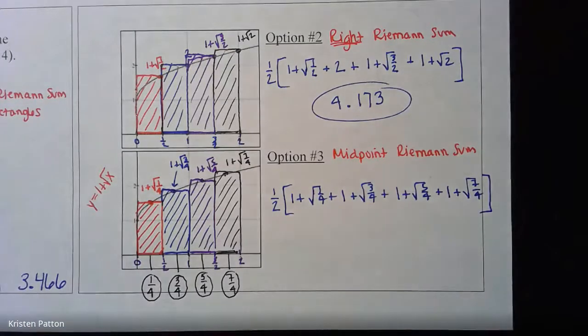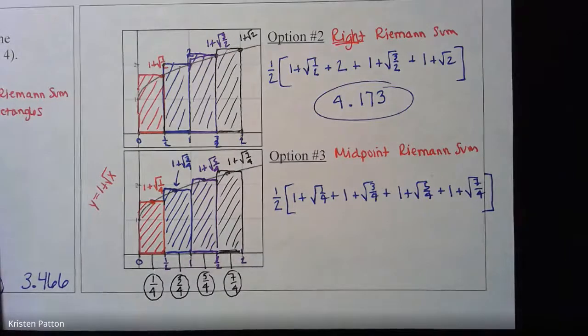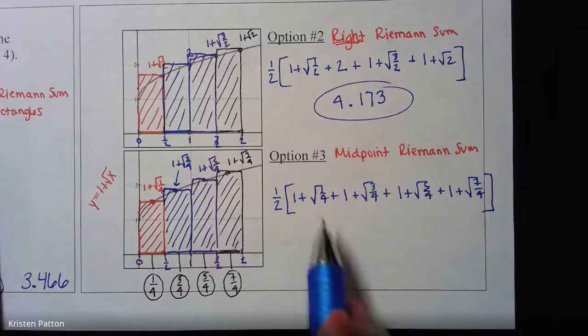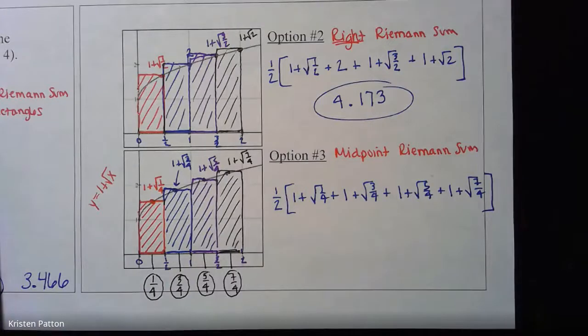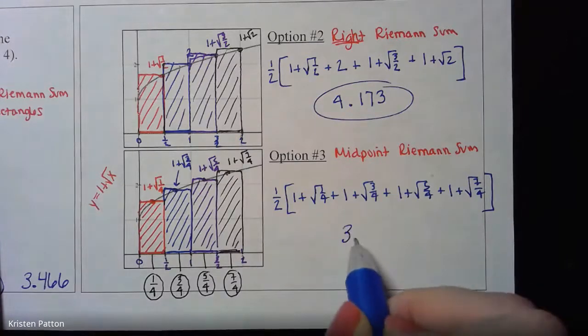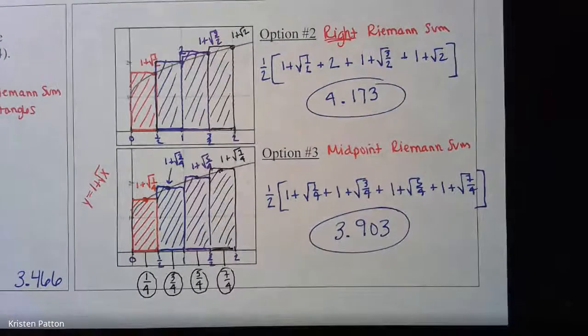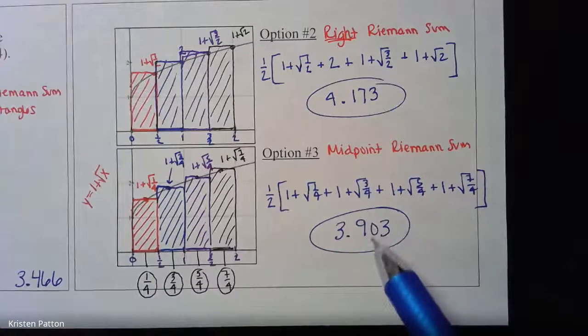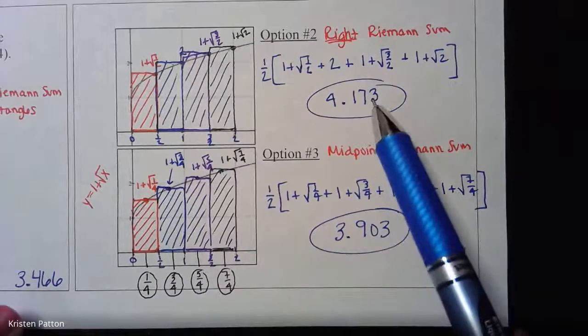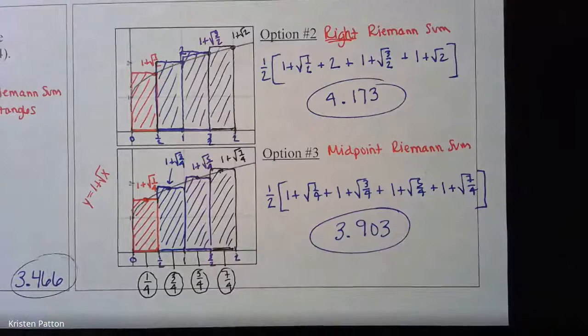Beautiful. And you know what? I am going to take the time to type that in. I apologize, I should have just had it done earlier. I've got 0.5 times 1, 2, 3, 4 plus the square root of 0.25, the square root of 0.75, the square root of 1.25, the square root of 1.75. And I got 3.903. Which makes sense to us. It is falling somewhere between our left and our right estimations.